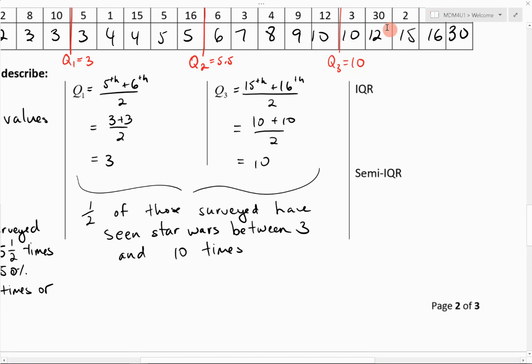So my interquartile range, just one more time to reiterate, is the difference between Q3 minus Q1, which is just 10 minus 3, and that's 7. So the interquartile range is 7. What about the semi-interquartile range? Well, you just take the interquartile range divided by 2. So 7 divided by 2 is 3.5.